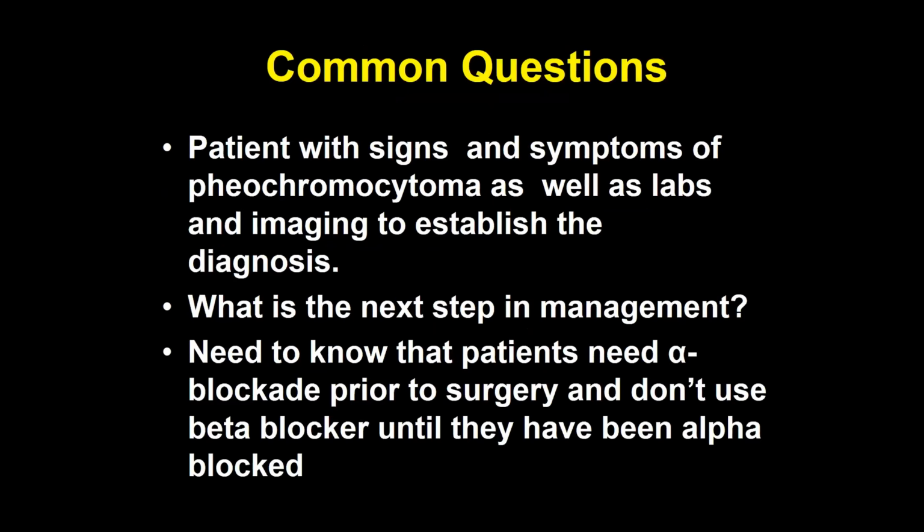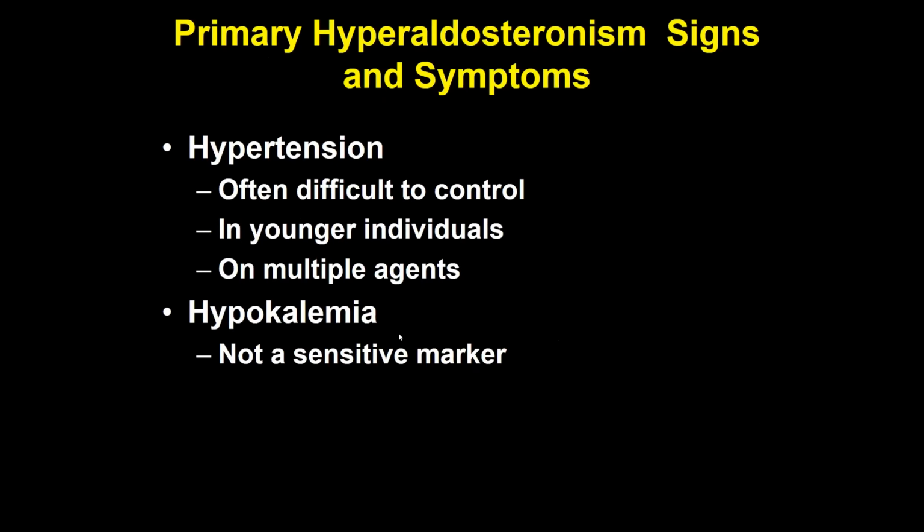Common questions that can come up in exams for these types of patients are where patients may present with signs and symptoms of pheo, and working out what's the appropriate labs and imaging to establish the diagnosis, and knowing that you really want to do the alpha blockade, and most people know this, before adding the beta blocker, to make sure that we avoid any issues there. So that's Cushing's and pheochromocytoma.